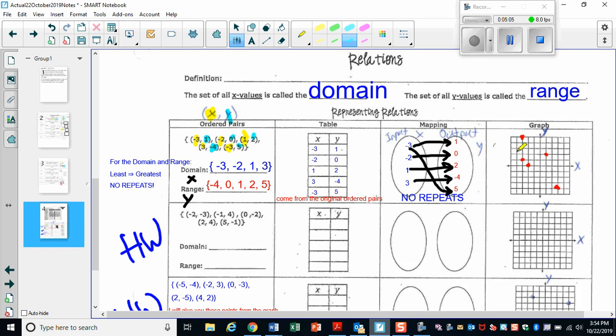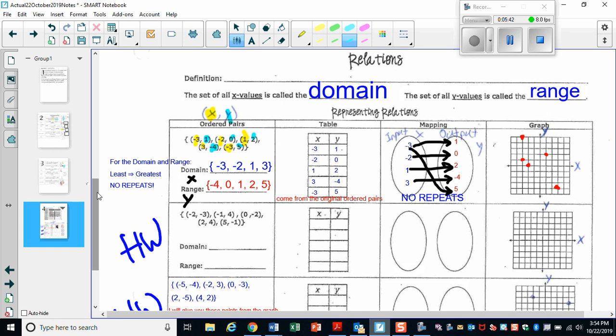Also from the graph, you plot your points given your ordered pairs, and the graph can also tell us whether or not we have a function by way of the vertical line test. So that's domain and range in a nutshell. You can get it from just a list of ordered pairs, from a table, from a mapping, or even from a graph.